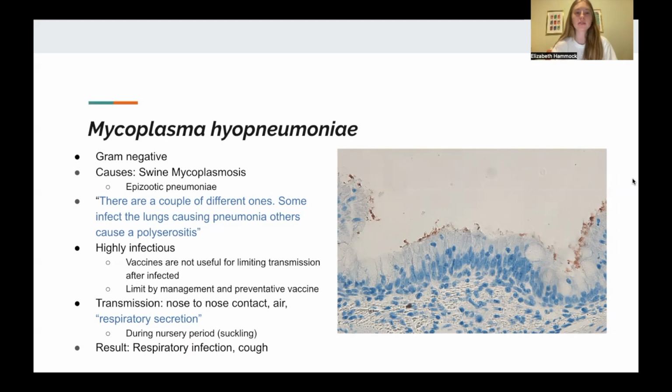So Dr. Howarth had mentioned about this pathogen that there are a couple different ones. Some infect the lungs, causing pneumonia, and others cause polyserositis. It is a highly infectious agent, and vaccines are usually not helpful to limit transmission after infection, but ways to limit it before infection are by management and preventative vaccine. Transmission is typically by nose to nose contact, air, and respiratory secretion. During the nursery period, typically by suckling, is when the transmission is at a higher risk, and it may result in respiratory infection or cough.